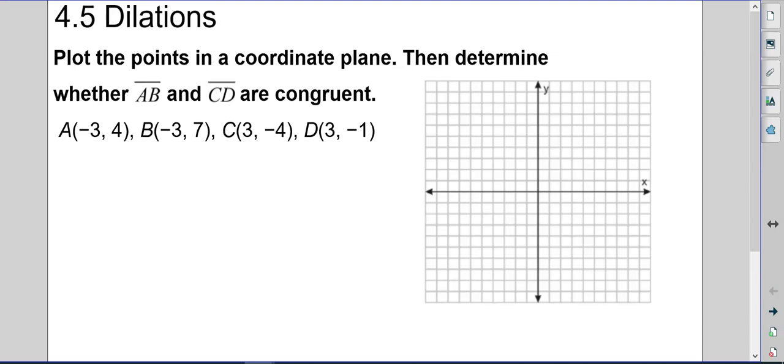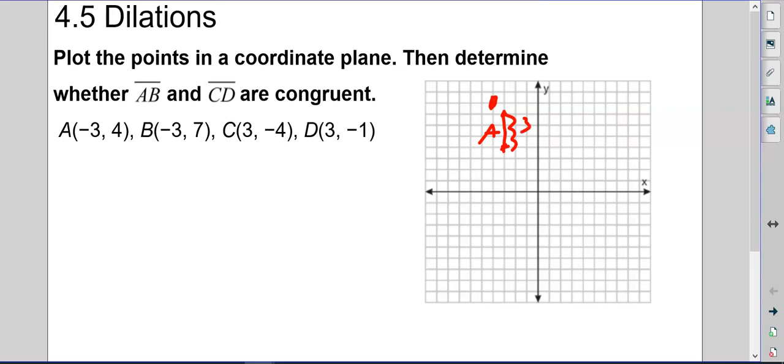So let's start off with this real quickly. Plot the points in the coordinate plane. Then determine if they are congruent. So AB. A is (-3, 1): 3 left and up 4. There's A. And then B is (-3, 7). There's B. It is 3 long. We don't have to do the distance formula because it's completely vertical, so we can just count.